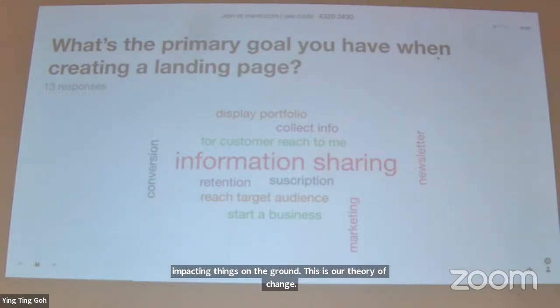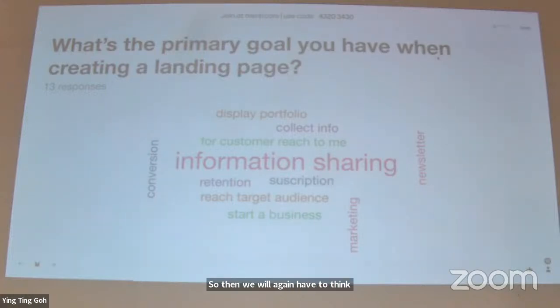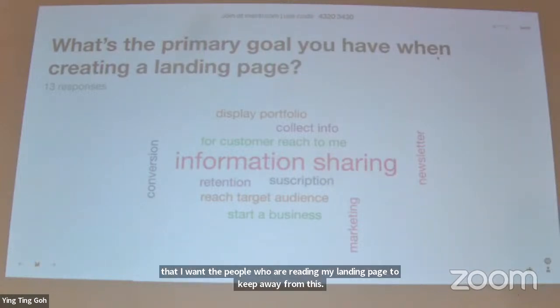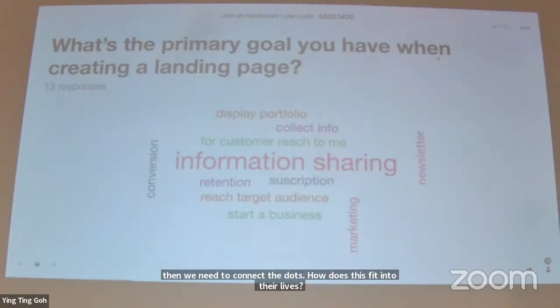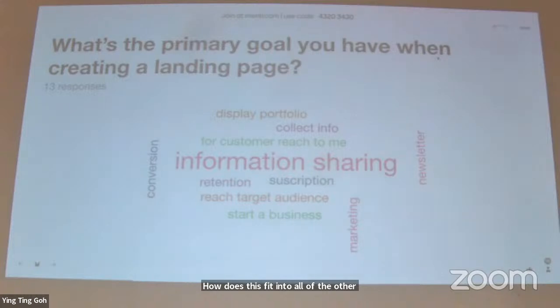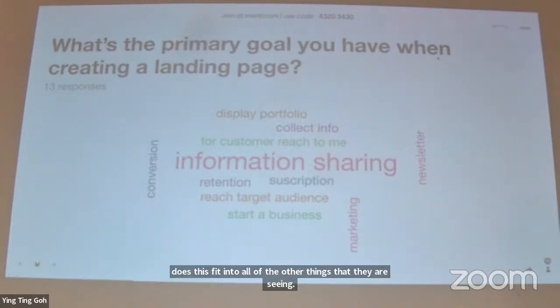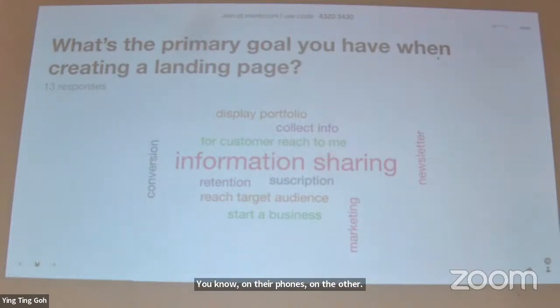So then we really, again, have to think about what it is that I want the people who are reading my landing page to take away from this. And then we need to connect the dots. How does this fit into their lives? How does this fit into all of the other things that they are seeing on their phones and on their other devices? So thank you everybody for sharing. This is super helpful. We'll revisit some of these as we keep going further.